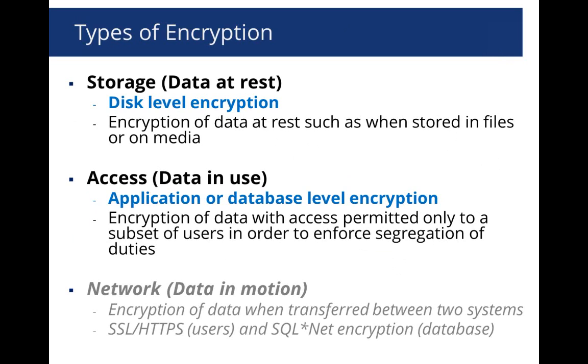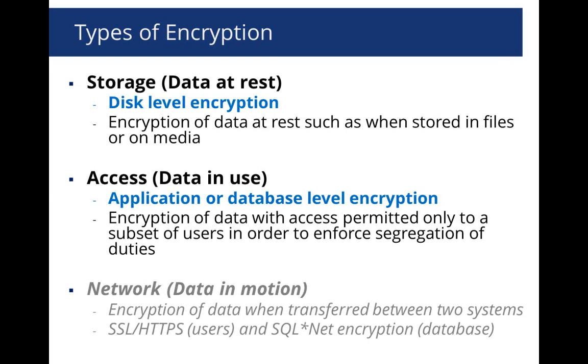The first is storage. This is disk level encryption, so data at rest. Basically when I'm writing data out, it's getting stored on the disk. Then there's access, or data in use. This is more like application or database level encryption. Things are actually encrypted in the database, so unless I have specific access, I can't get to that data, even if I'm in the application or the database.